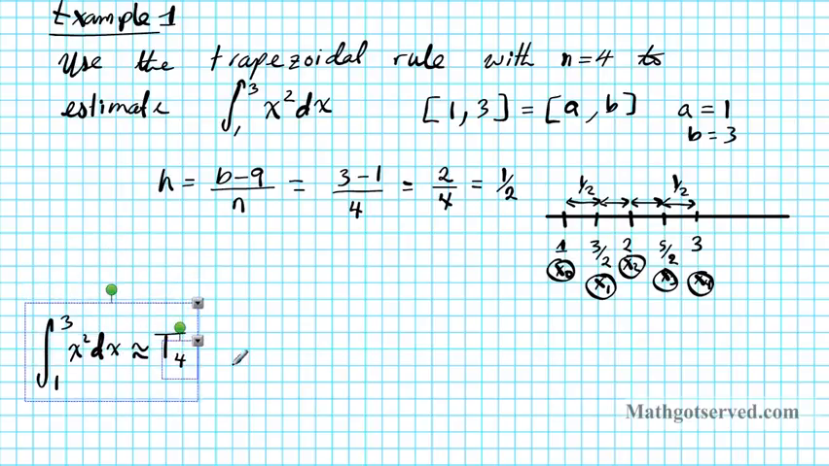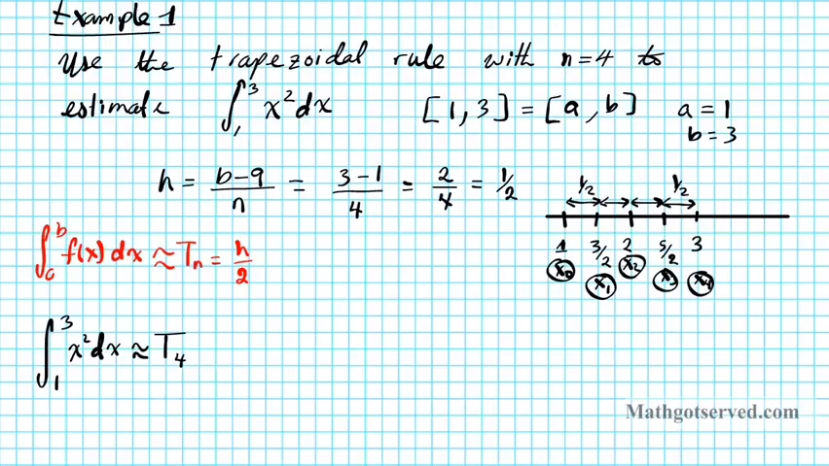All right, so this is a formula again. I don't want to be scrolling up and down, so I'm going to just put it here. The integral from a to b of f of x dx is approximately T sub n, which equals h over 2 times y sub 0 plus 2y sub 1 plus dot dot dot plus 2y sub n minus 1 plus y sub n. Okay? Alright, so let's apply that here.